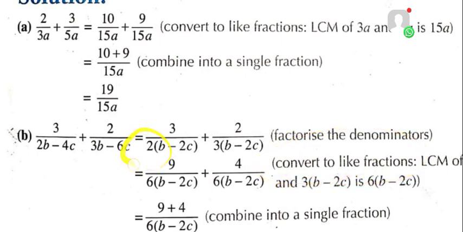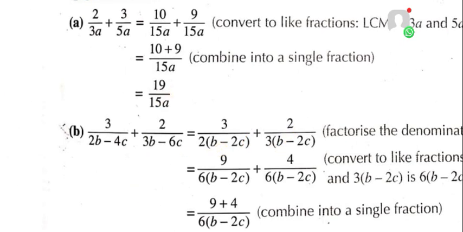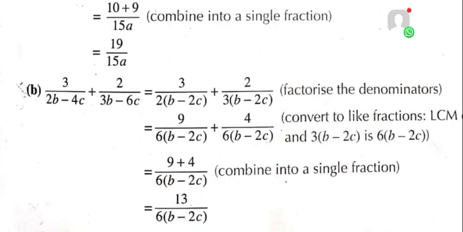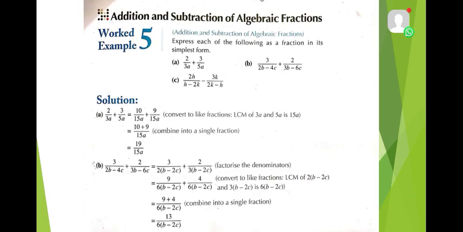The reason you factorize, you pull out the 2 and 3, is so you can see clearly what to multiply to make them the same. So you have to times 3 here and times 2 here. It's clear now. While if it's still in this form, it's very hard to tell, right? So after this it will turn into 9 and 4, and after that you can just combine them. 13 over 6 times b minus 2c.